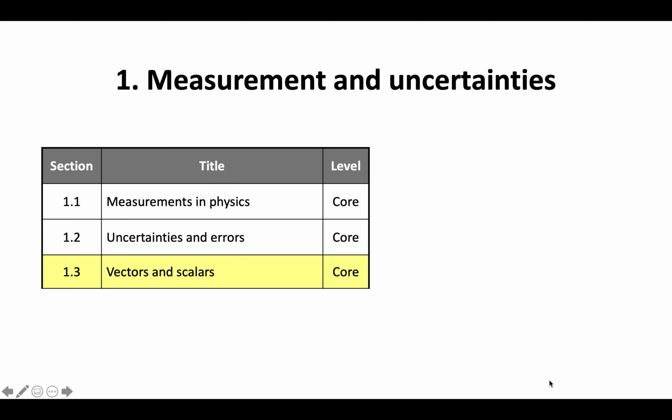Now, vectors and scalars is a relatively small bit of content at the end of the measurement and uncertainties unit in the IBDP physics, but it's not one that you would normally study alone, or at least maybe just briefly as an introduction before you really started using it in other topics. It's pretty much unavoidable when discussing vectors. If you actually want to give any examples, you have to give examples from other topics.